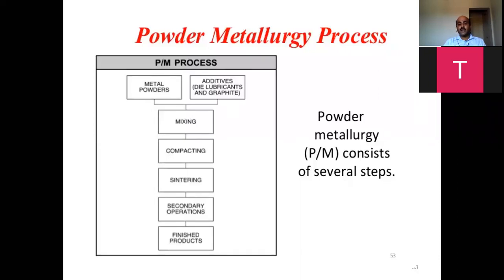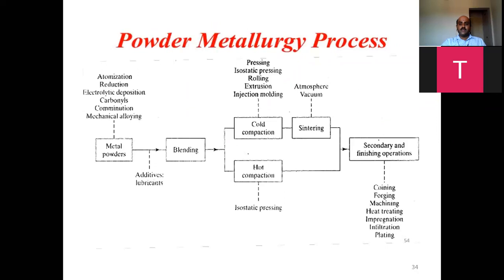Next comes compacting. We press the powder into the required mold or die, and then heat the component to below its melting temperature, followed by secondary operations if anything is required, and we get the final product. This is basically the powder metallurgy process. And this is a complete elaboration of the process, which we have shown here.